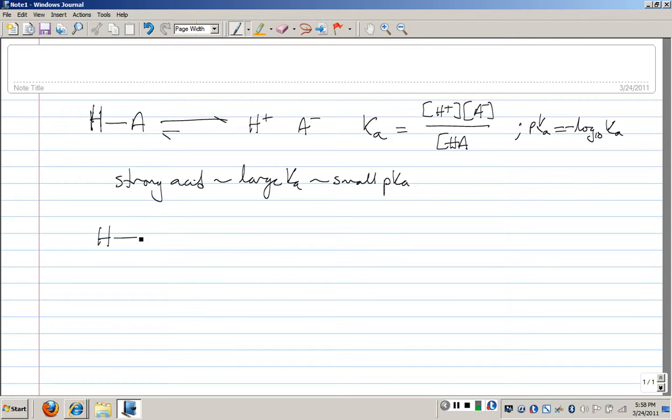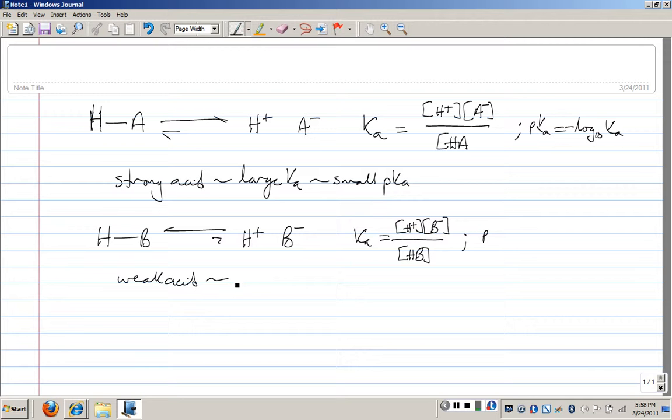And similarly, a weak acid, let's say HB, which is defined as one that is poorly ionized, to give B- and H+, will have a small Ka value, obviously because the concentrations of the products are small. If you multiply two small numbers, you get an even smaller number, and you're dividing it by a big number. So the Ka value is going to be small. And what you find then is that a weak acid is going to be associated with a small Ka value, but also with a large pKa value.